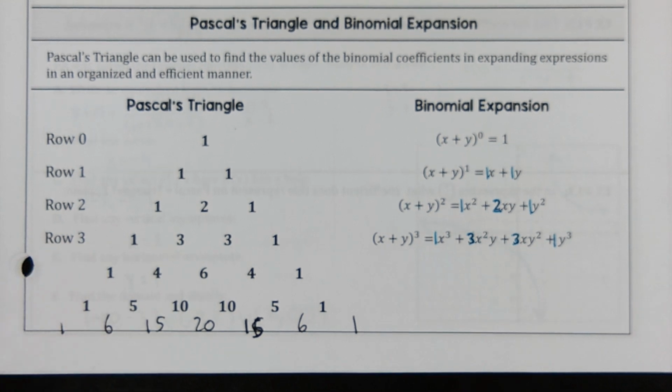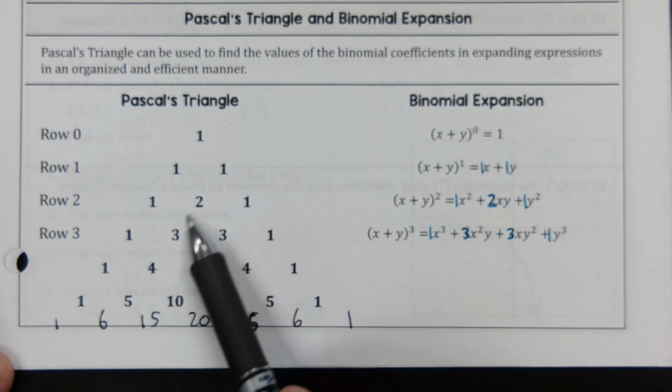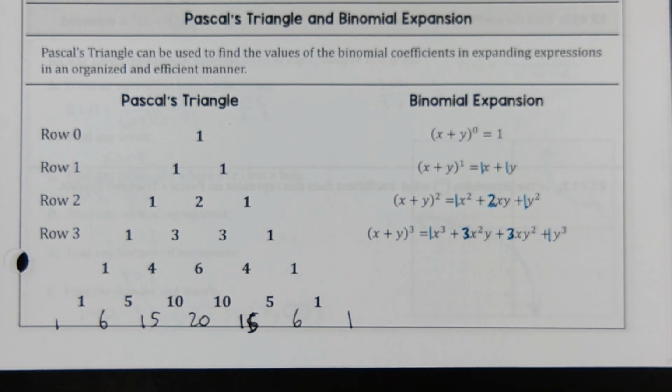So we use Pascal's triangle to do expansions of binomials when the exponent's not too big. I'll be real with you, I probably wouldn't go past row 5. This would be row 5. The second number in the row is always what row you're in. I wouldn't go past row 5 because I'm not trying to build Pascal's triangle.